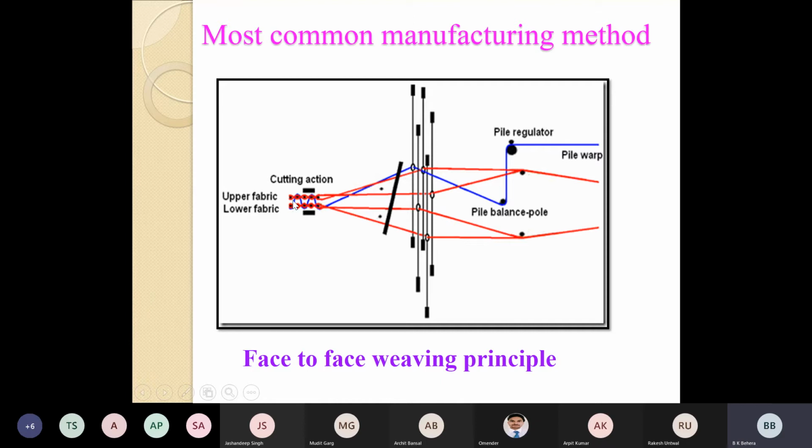the two different types of weft. One weft is inserted through top layer, another through bottom layer, making top layer fabric, bottom layer fabric, and the third warp which is coming here, connecting the top and bottom. They are drawn through a special heel frame. The principle is called face-to-face weaving principle to produce spacer fabric.